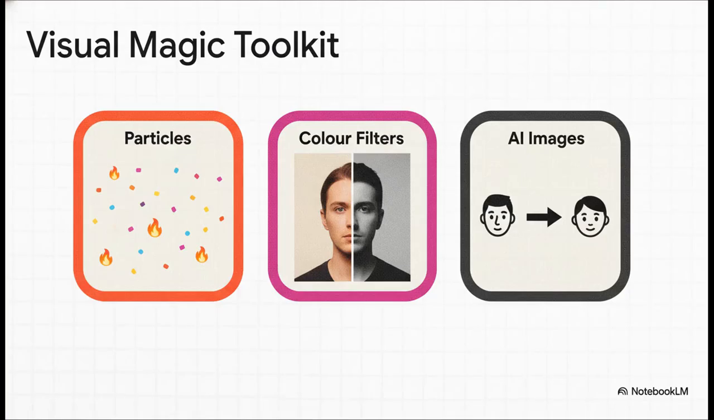You've got particles, so you can make it snow, rain down confetti, or even have little fire embers floating around. You can slap on color filters to give a video that moody black and white look or a warm, cinematic feel. And you can even use AI to do stuff like instantly turn someone's face into a cartoon.